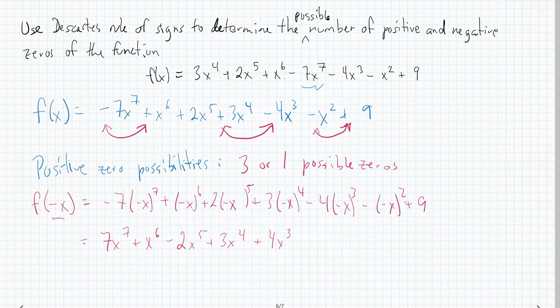Negative x to the quantity squared. Notice it's going to be positive x squared, and we have a negative out in front of that, so it's negative x squared overall, and then plus 9.